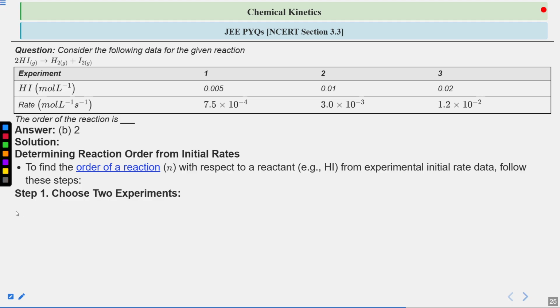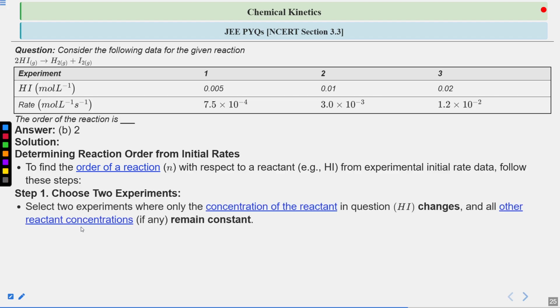The steps involved are, the first one is to choose 2 experiments. We have been given 3 experiments, you have to choose 2. Select 2 experiments where only the concentration of the reactant, that is the HI concentration in the question, changes. Like if you see in these 2 experiments, the reactant concentration is changing, right? So select any 2 experiments where the concentration of the reactant is changing and all other reactant concentrations remain constant, right?